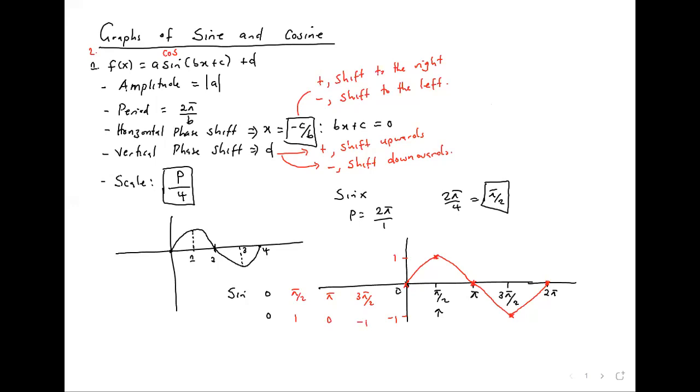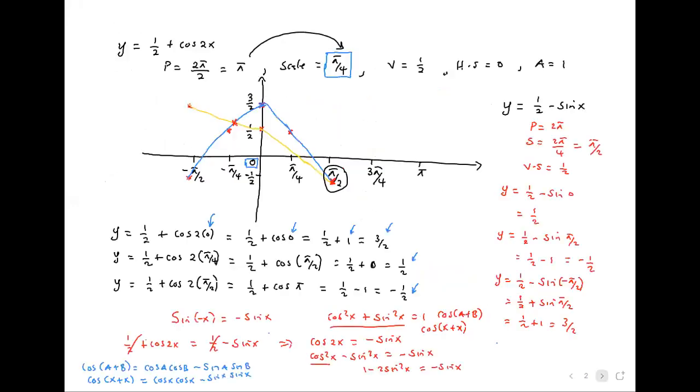Right, question 8. The first one is a bonus. From 0 to 360, sketch y is equal to negative cos x.